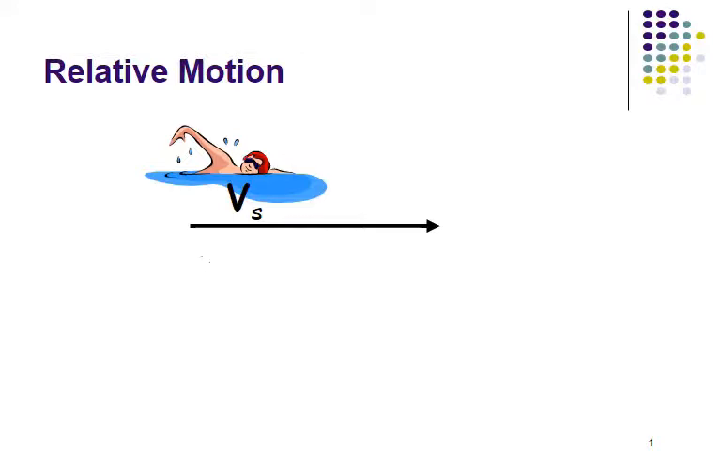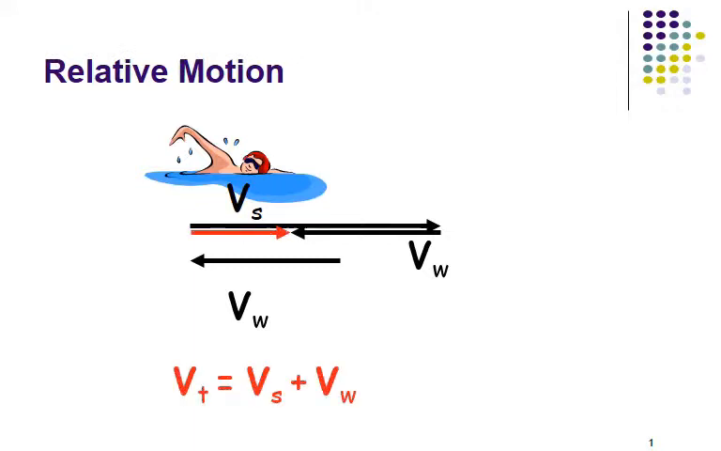Now let's take a look at a situation. Let's say we're going upstream. So we would have the velocity of water and the velocity of the swimmer. We would still do vector addition, tail to tip. We place the tail of the vector of the water on the tip of the velocity vector of the swimmer, and the resultant would be this. And so we would have a resultant velocity slower than our actual swimming velocity.